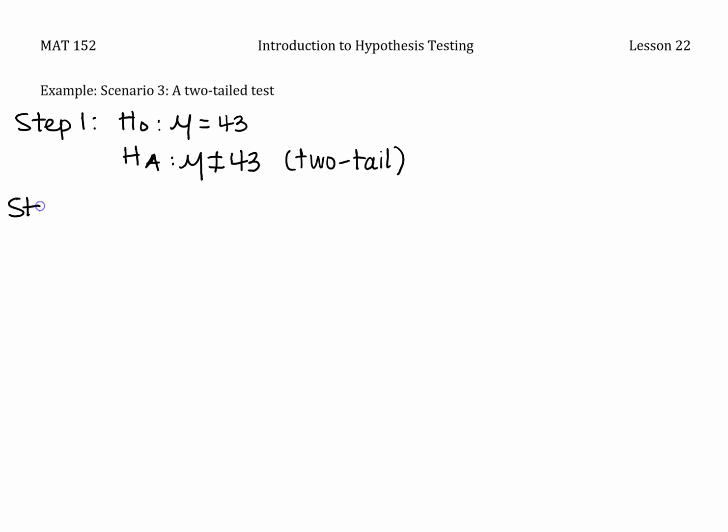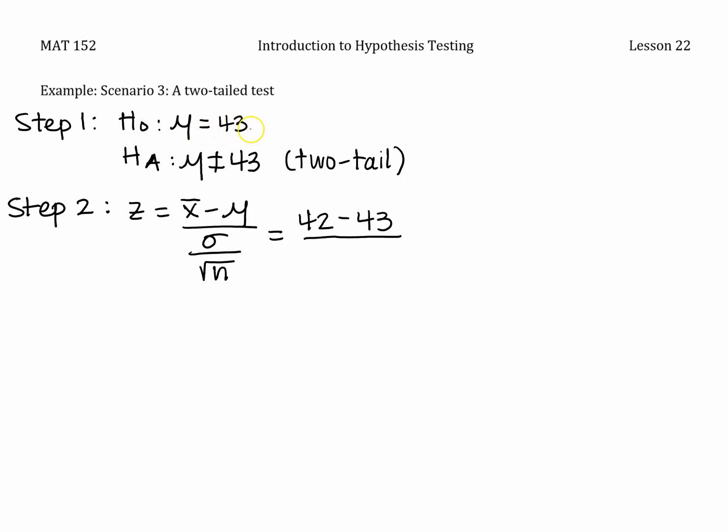Step 2 here, we will calculate our test statistic. We're still using the formula that z is equal to x bar minus mu divided by sigma divided by the square root of n. Here x bar is equal to 42. Mu is still 43. We can look at the null hypothesis to see that. Sigma is still 12 and the sample size is still 100. This comes out to give us a -1 divided by 1.2, which gives us a test statistic of -0.833 when we round that to 3 decimal places.